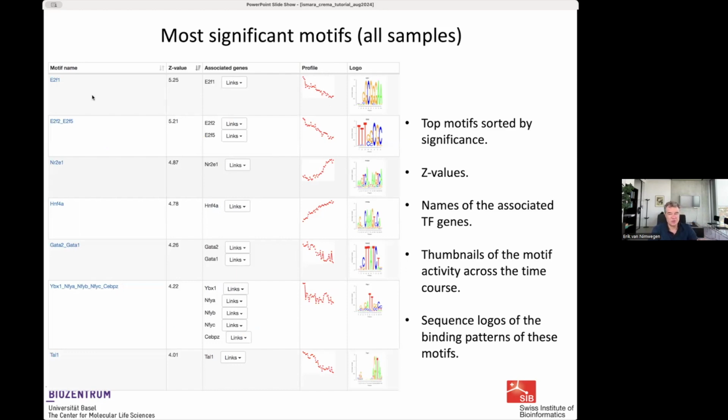Each row of this table corresponds to one of the regulatory motifs. You see a name of the motif, you see its Z value, so this is its significance. This one is on average 5 standard deviations away from 0. What are the transcription factors linked to it? You get already a thumbnail that shows you how it changes its activity over the samples. And at the end, you see a sequence logo, a picture of what kind of sites this motif binds to. This table is sorted by significance. The most significant is at the top, and less significant goes to the bottom.